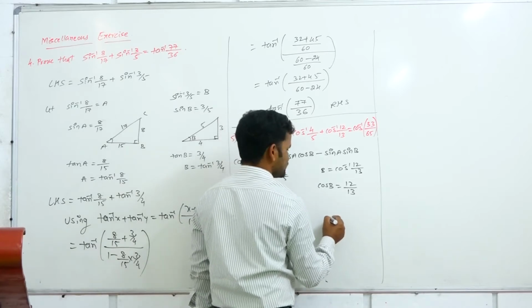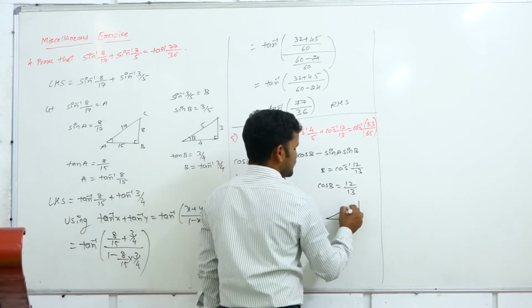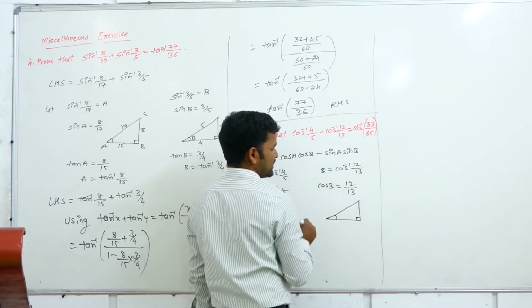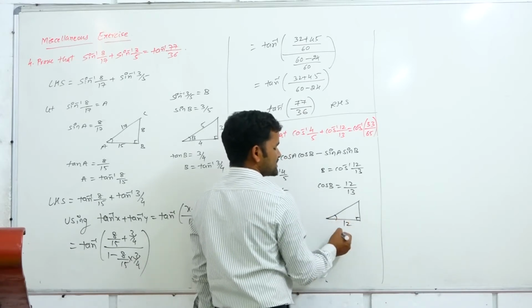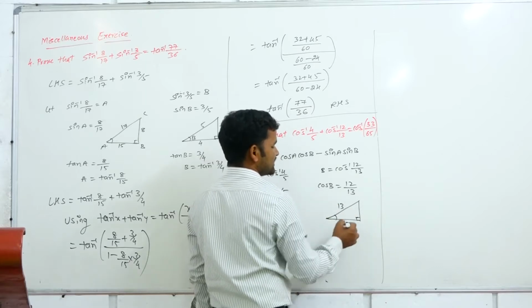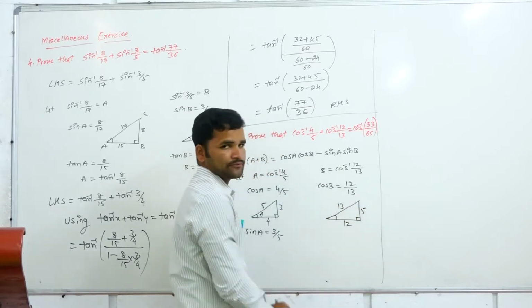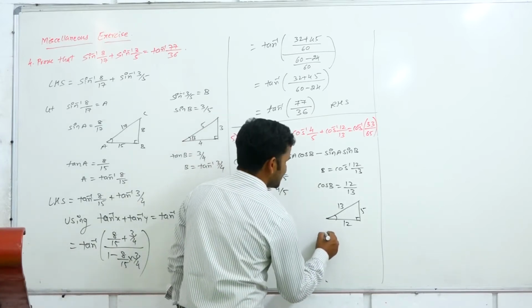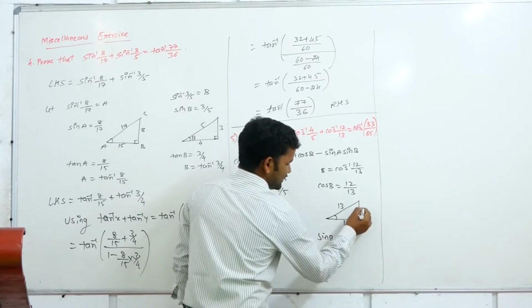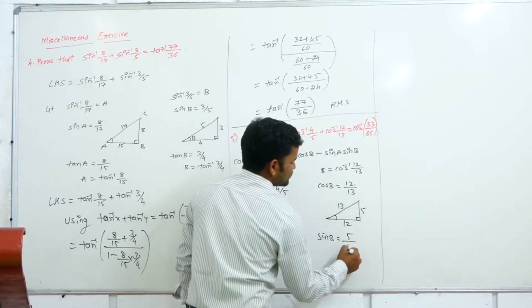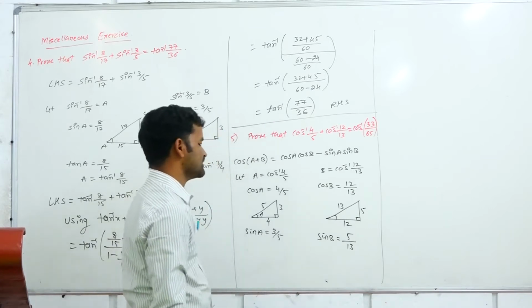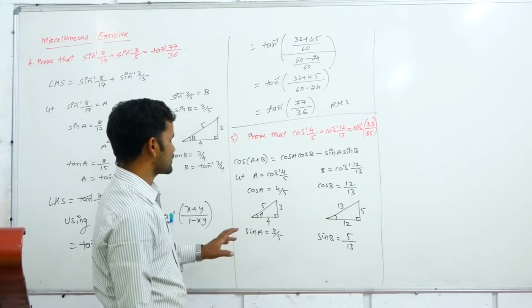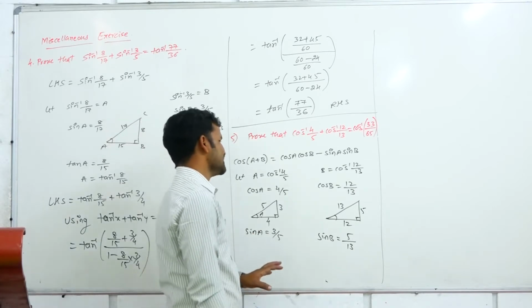Now cos b is equal to 12 by 13 is there. You put it in a right angle triangle. This is b, acute angle. Cos is the ratio of adjacent side to hypotenuse, 12 by 13. Opposite side will be 5. Using the Pythagoras theorem, we can prove this. What is sin b then? Sin b is opposite side to hypotenuse. Sin b is equal to 5 by 13. We got the value of cos a, cos b, sin a, sin b.